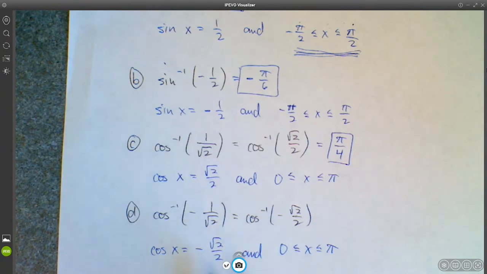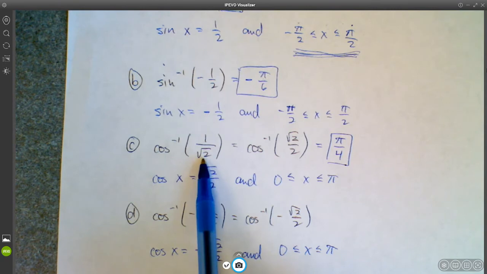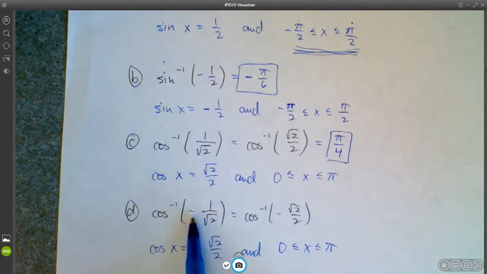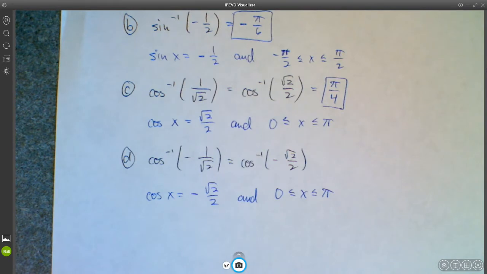So if you're thinking, oh, well, I could just do the same trick as up here and just say, well, if cosine inverse of positive 1 over root 2 is pi over 4, then cosine inverse of negative 1 over root 2 should be negative pi over 4. And that's actually not true, because cosine of negative pi over 4 is positive root 2 over 2, right? So it's trickier than that. So we have to think through this, right?